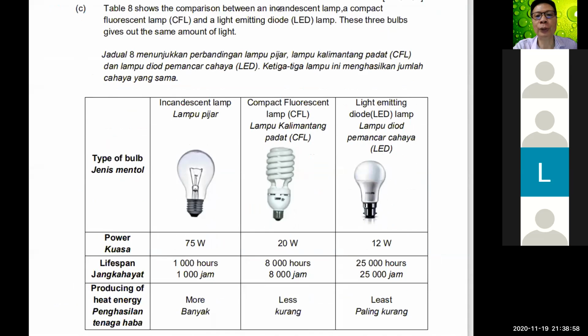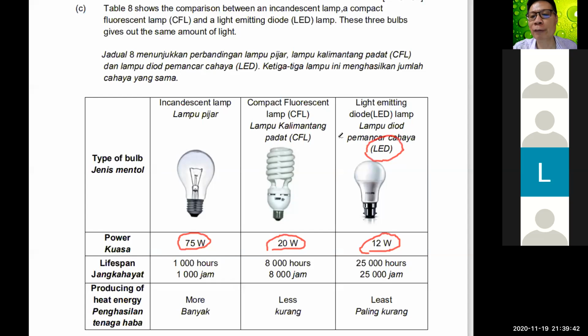The table shows the comparison between the lamp, compact fluorescent lamp, and the LED. These three bulbs give off the same amount of light. Okay, see now. This one, 75 watt. This one, 20 watt. This one, 12 watt. This is the best, because it says they give off the same amount of light. Brightness same, but this one the power is very small. That means it saves a lot of energy. Use less electricity. Understand? So if you ask me to choose, definitely I choose this one.